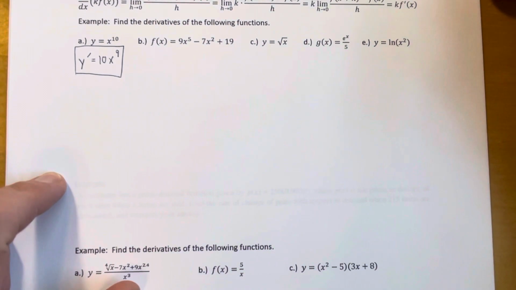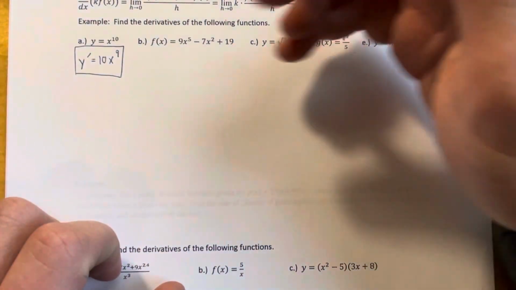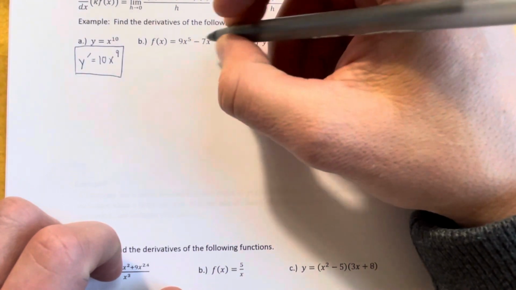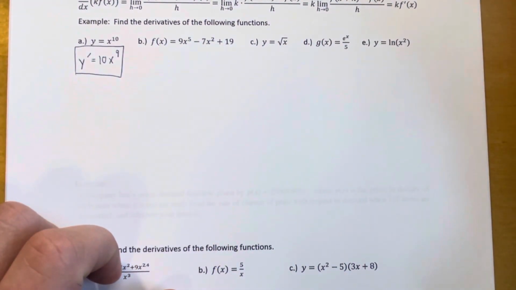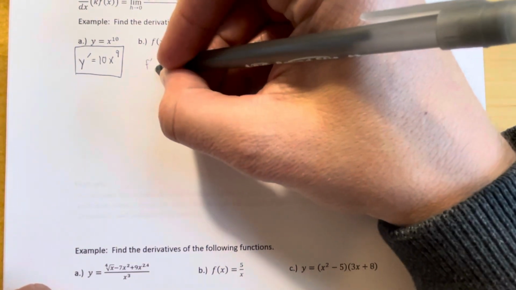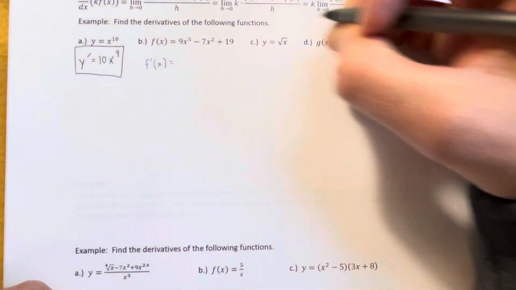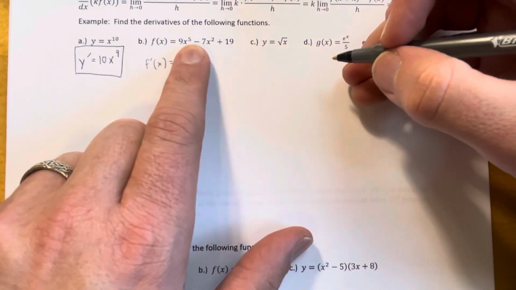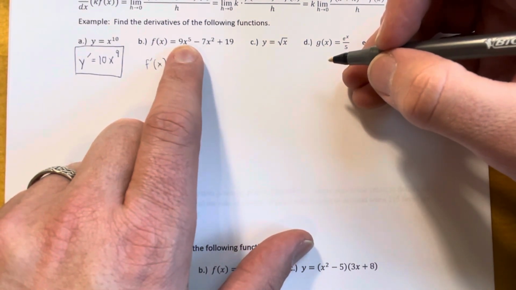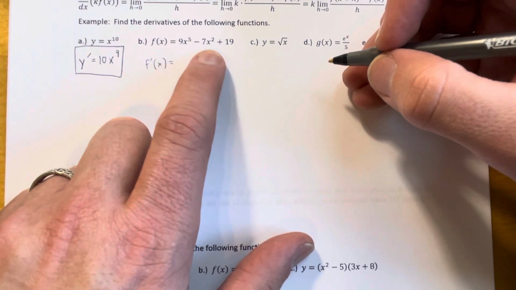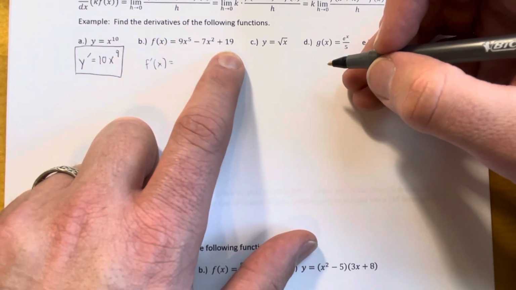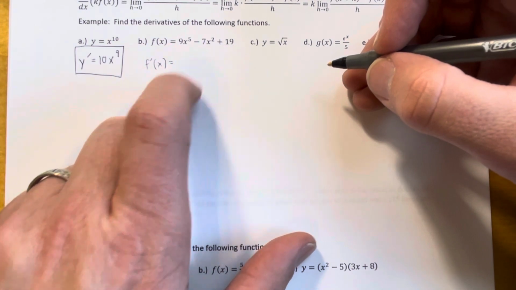Super straightforward. This next one looks a little bit more complicated. It's actually not, but we're going to break this down into more steps than we are going to be doing in the future. So if I want to find f prime of x, then I'm taking the derivative of a sum and a difference of 3 functions. So I can think of this as 9x to the 5th, that's one function, minus 7x squared, that's another function, plus 19, that's a third function, a constant function.